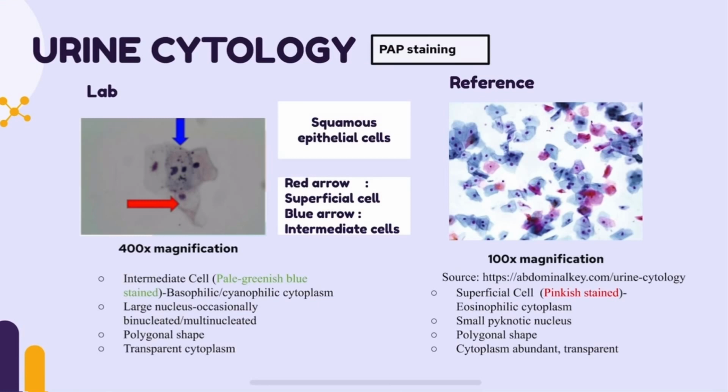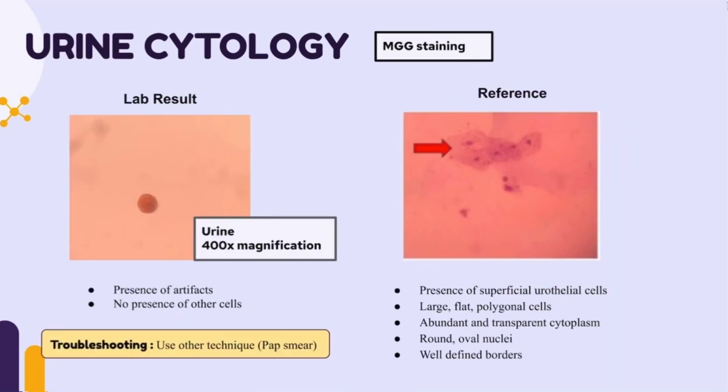Next, the impression smear technique is applied to the urine samples of humans for urine cytology, with PAP staining as well as MGG staining. The reference cytology slides as well as our own laboratory results show the presence of urine squamous epithelial cells, which include superficial cells and intermediate cells. The laboratory results are like the reference result. However, the MGG staining does not produce a clear picture of the cytology slide when compared to PAP staining.